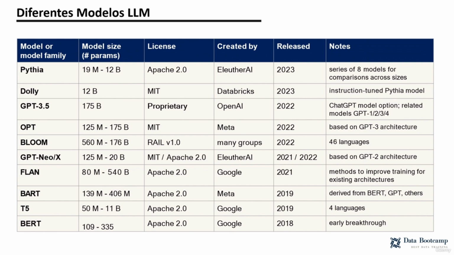Following this, there is the Opt model, launched by Meta, based on GPT-3 architecture. We have Bloom, a model specialized for working with different languages. Then there is GPT Neo, developed by the same group that created Pythia and based on the GPT-2 architecture. We also have the previously mentioned BART model developed by Meta, which evolved from the original BERT model developed by Google and was inspired by the GPT model.